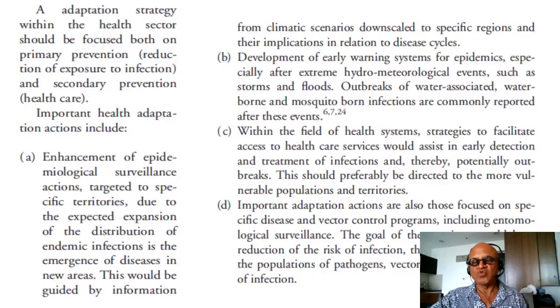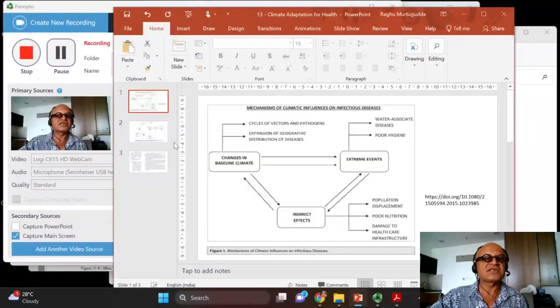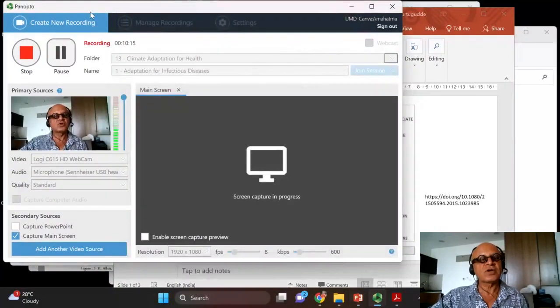The goal of these actions would be a reduction of the risk of infection through the reduction of the populations of pathogens, vectors, and animal reservoirs of infections. So mosquito populations, animals, rats, and so on in terms of vectors. Could be wearing masks to prevent being a vector yourself, and so on and so forth. So as I said, this is just a brief placeholder to look at climate change adaptation in the health sector. This is a little mishmash, but nonetheless you get the idea that climate change adaptation in the health sector is very critical as well.